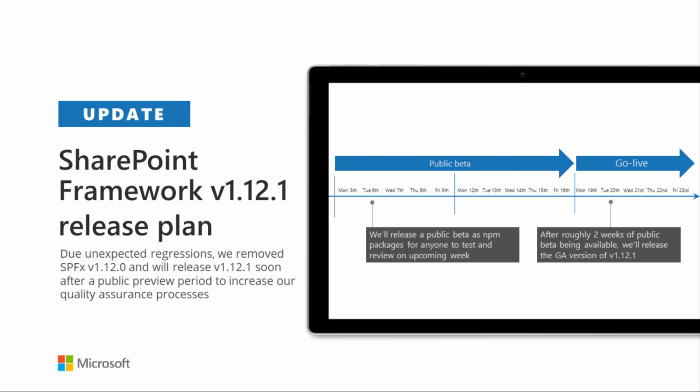Right now, our plan for 1.12.1 is that we will release a public beta next week. It's going to happen between Monday, Tuesday, Wednesday or Thursday. We never ship on Friday. There's a rule for that internally in Microsoft. But Monday, Tuesday, Wednesday, or Thursday next week, we're going to release the public beta. And then two weeks from that moment forward, we'll release the GA version of 1.12.1.